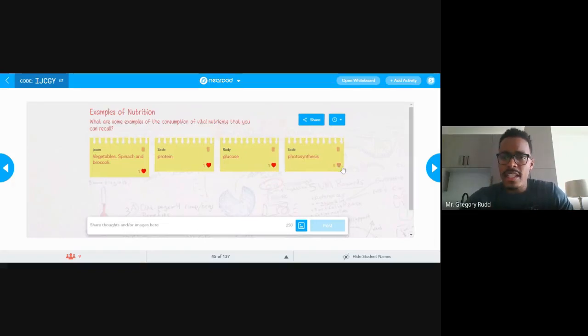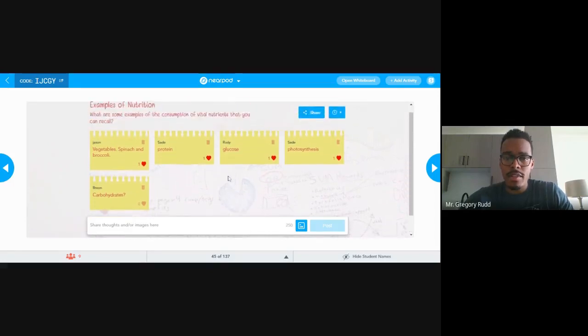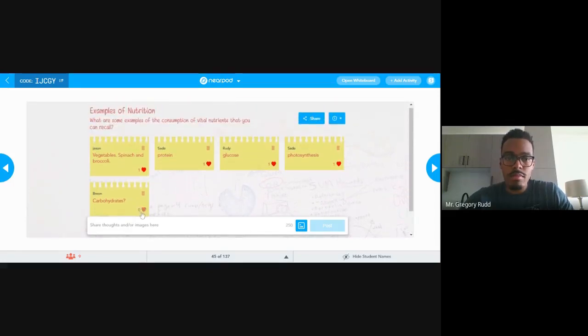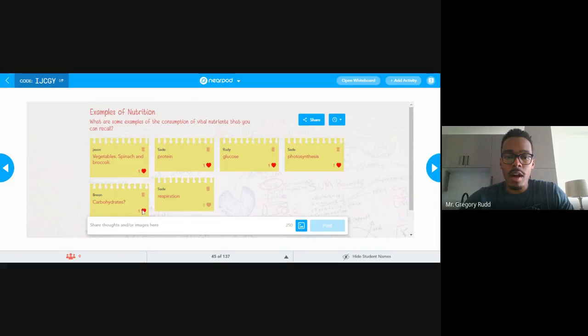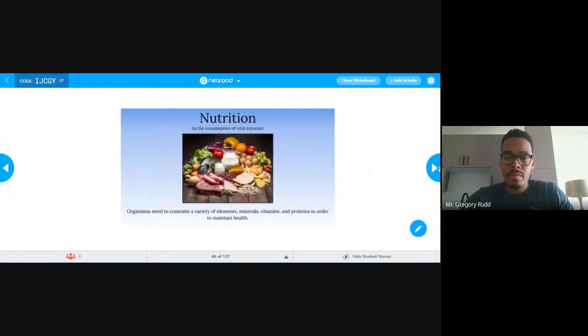Sade, I love this word, photosynthesis. That's, of course, how autotrophs make their own food. Breon, thank you for that. Carbohydrates, yeah. So we've got some of these organic compounds, carbs and proteins. Glucose is the monomer of carbs. We then use the food that we make to do respiration. Thank you, Sade. That's a good answer. All right, let's keep going.